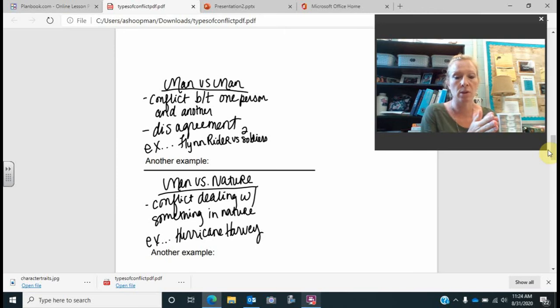So my example was Hurricane Harvey, or you could do the hurricane that just went through the southern United States. You could put that one down. Maybe it is... I think it was called Derecho, the storm that went through Iowa. My sister is from Cedar Rapids, and they had several things destroyed there. 112 mile per hour straight winds. It was crazy. But that's man versus nature.